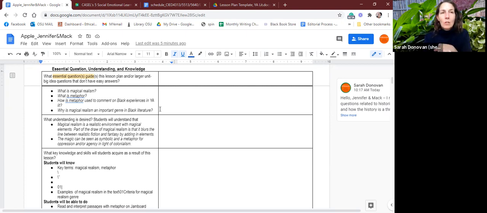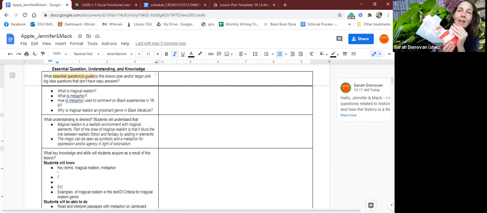But this week, we're really thinking about historical trauma. And so maybe that's what historical trauma is. And then for the skill, you might be looking at metaphor or imagery. And then, how is metaphor or imagery related to Native American experiences in historical trauma? And then why is historical trauma an important genre or topic in Native American literature? So by the end of our time together, you want everyone to be able to answer those questions.